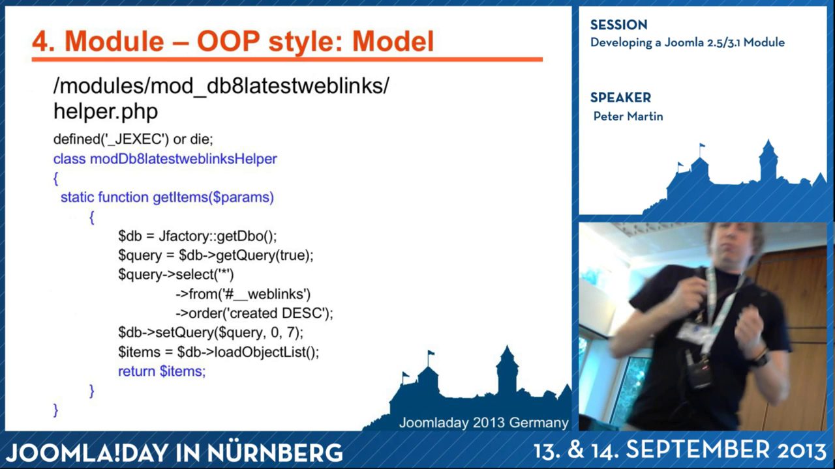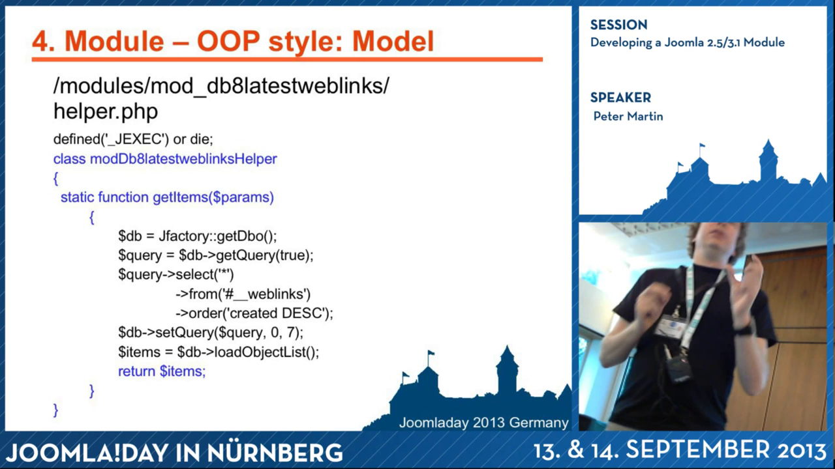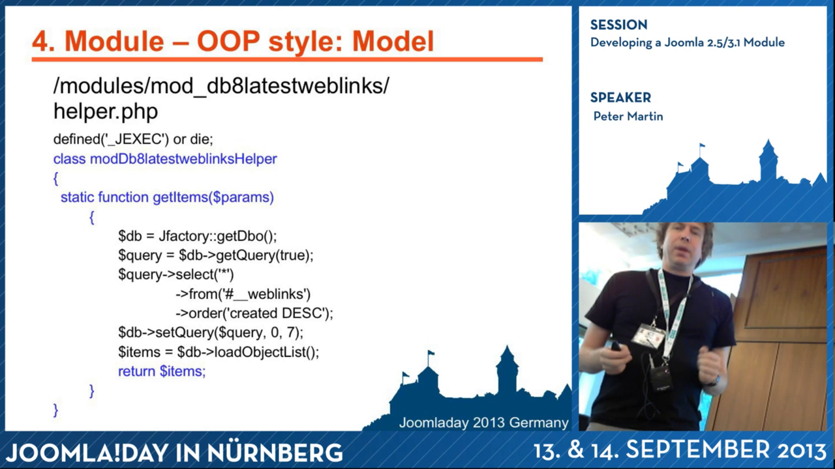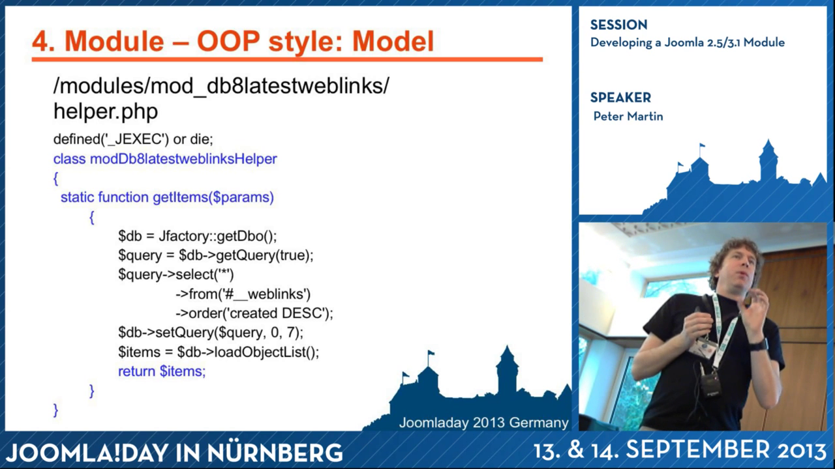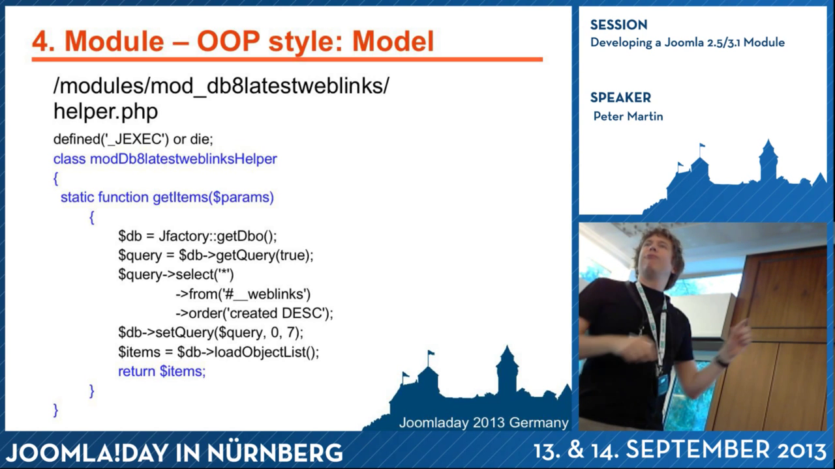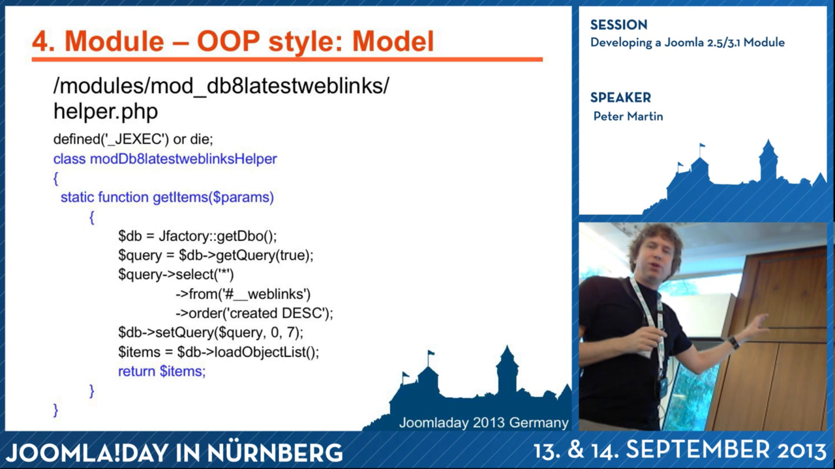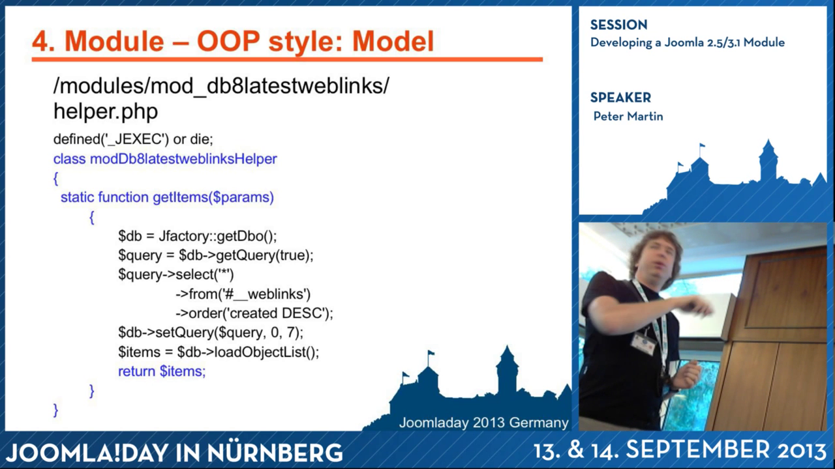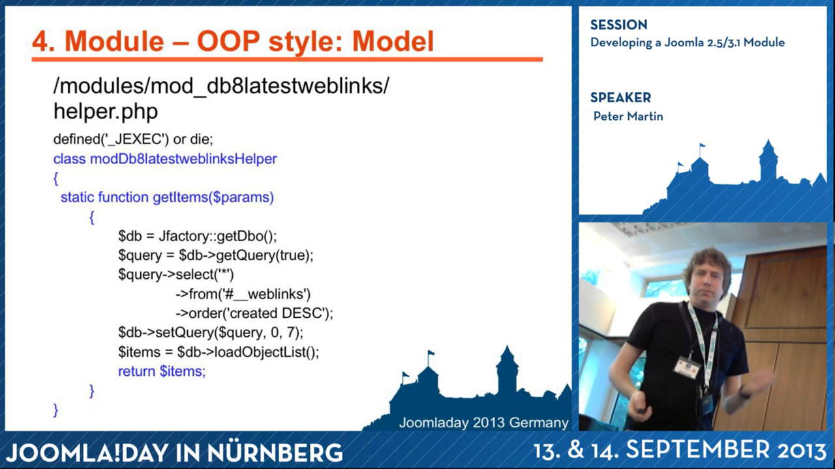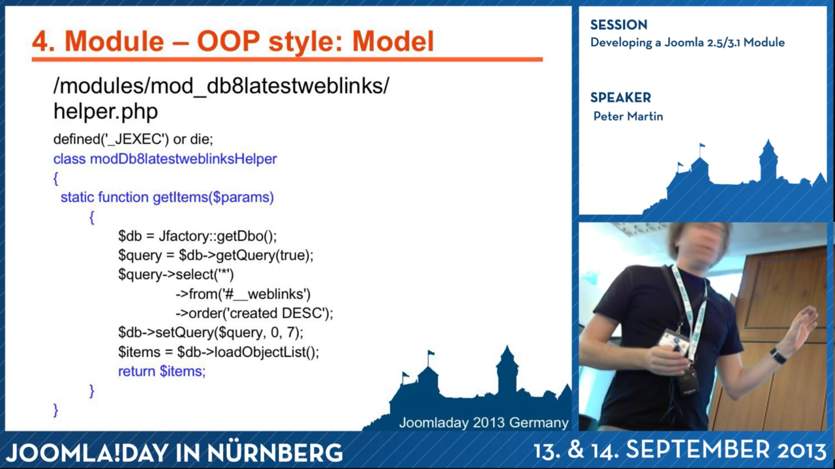So if I go to my model again, I created a new file, helper.php. And helper.php is the file where I will create my model. In this case, I just copied these lines of code from my previous example. I added some new blue lines. Here I define a class, I define a method within this class, and here I return the items. So this is my helper file.